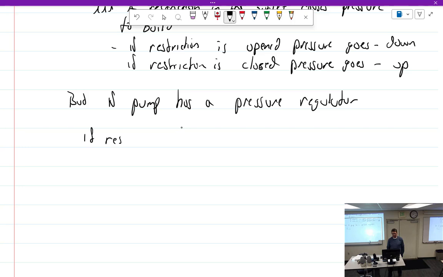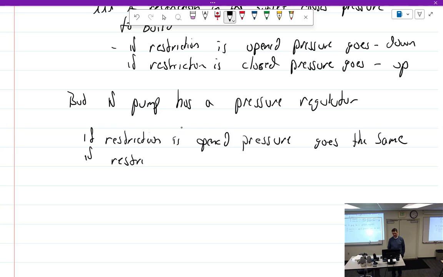If restriction is opened, pressure goes what? Stays the same. If restriction is closed, pressure stays the same, because of the regulator. I'll show you.